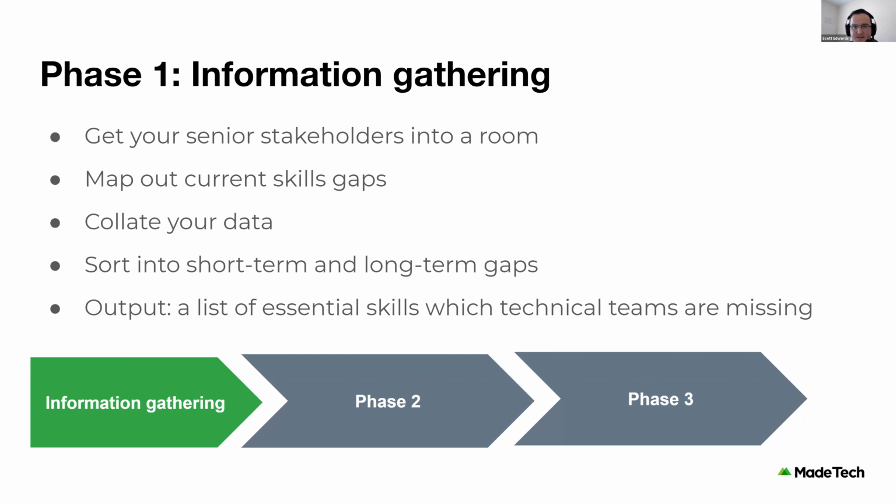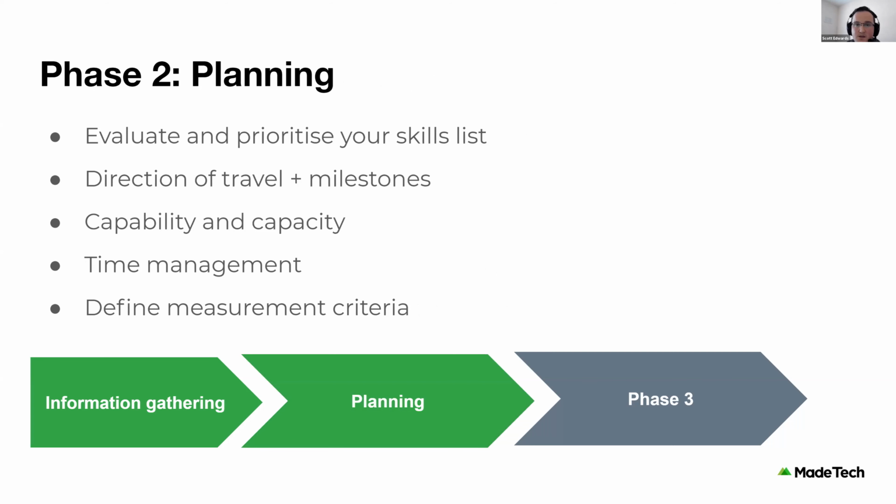This list of skills gaps leads us into phase 2, which is planning. So at this point, you have your skills list from phase 1 ready, and your first step is to evaluate and prioritize this list. So what do I mean by this? Well, when looking at the goals defined in your organization's long-term strategy, some naturally take higher priority than others. And this priority list will help you to identify the most pressing skills gap in your technical teams in order to deliver these strategic objectives.